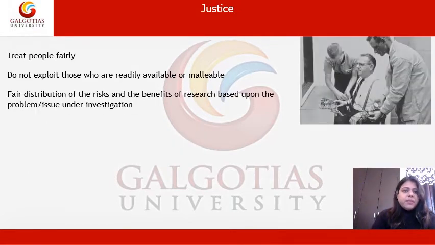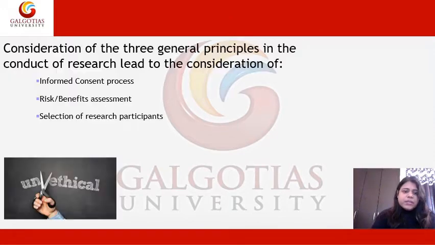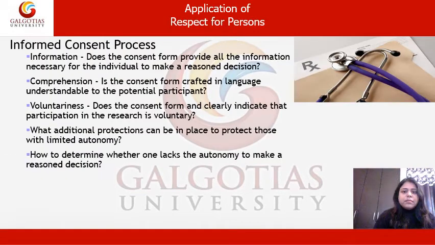Justice. Treat people fairly. Do not exploit those who are readily available or malleable. Fair distribution of the risks and the benefits of research based upon the problem and issues under investigation. Consideration of the three general principles in the conduct of research leads to consideration of the informed consent process, risk-benefit assessment, and selection of research participants, which are applications of respect for the person.